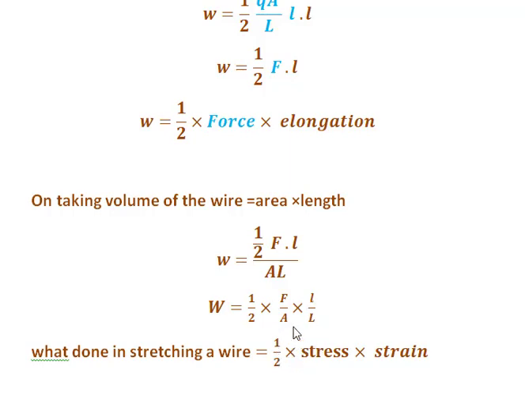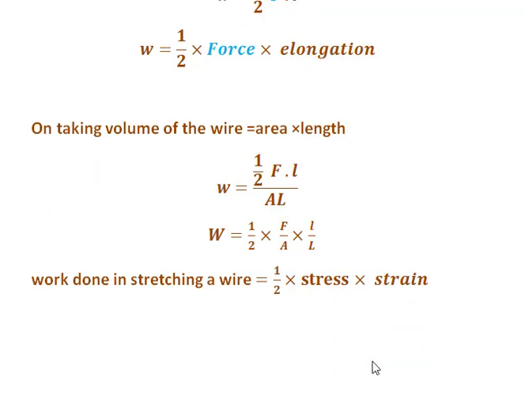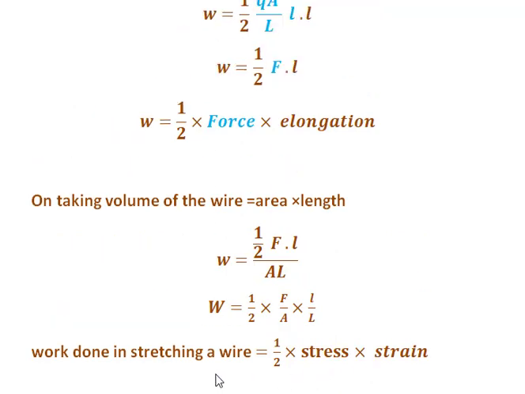So work done W is equal to half into force by area into l by L. Force by area is nothing but stress. Change in length by original length is strain. So the work done in stretching a wire is equal to half into stress into strain. It is the final expression for the work done in stretching a wire. So work done in stretching a wire is equal to half into stress into strain.